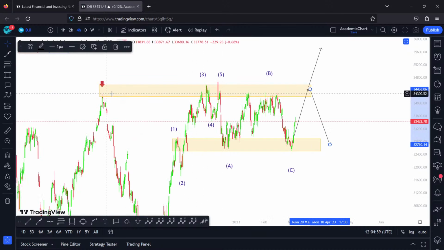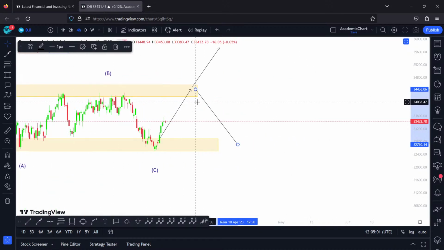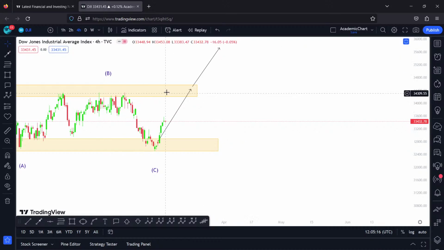It's a very important zone here. So we don't know. In the short term, the conclusion is that it is going to be an uptrend. We might see the continuation, but we also might see more range on this index.